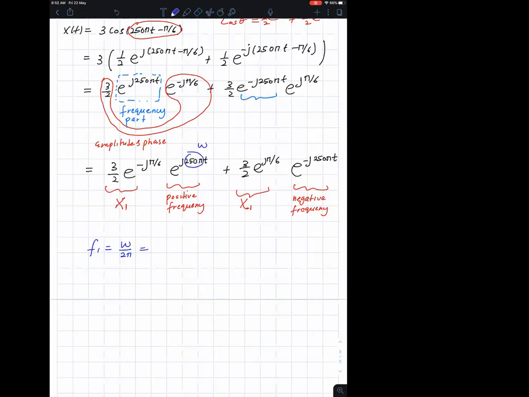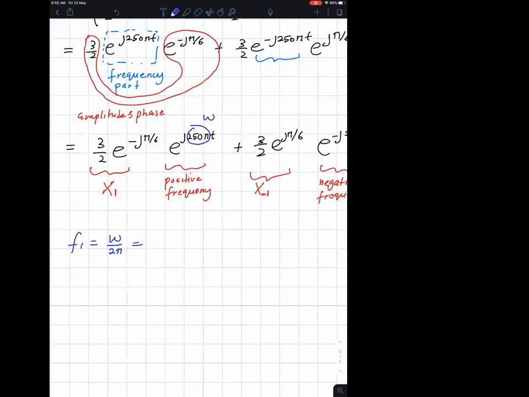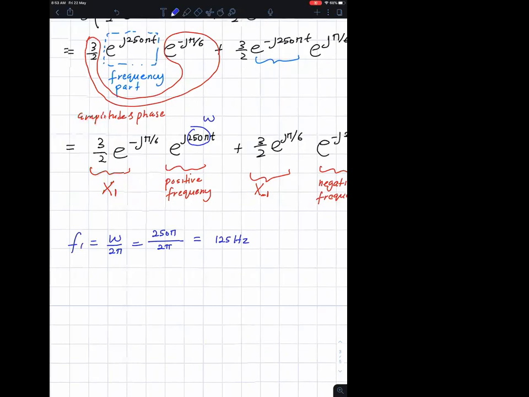The cyclical frequency is in radians per second, 250 pi divided by 2 pi is going to give you 125 hertz. Make sure whatever you do, you give me the unit.